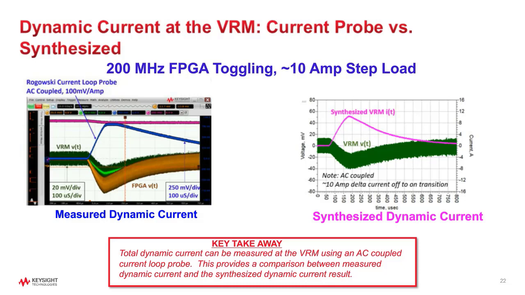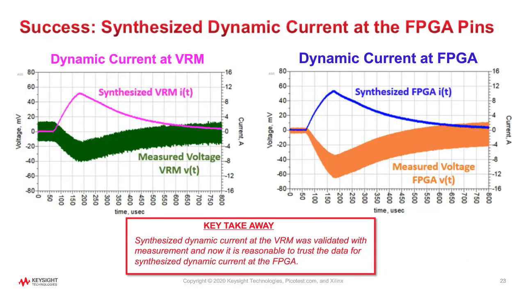Now that the synthesized current at the VRM has been validated, and we have confidence in the result shown in the plot on the left, the next step is to look at the synthesized current at the FPGA. The plot on the right shows the dynamic current at the FPGA in blue compared to the dynamic voltage in orange. Notice how quiet the steady-state dynamic current is going into the FPGA at 200 megahertz, even with a total current of over 10 amps.